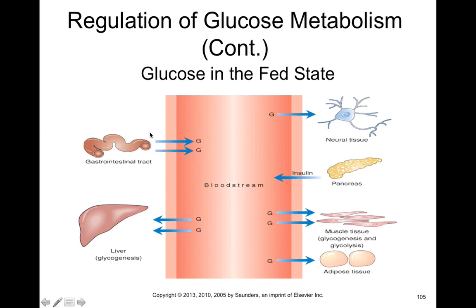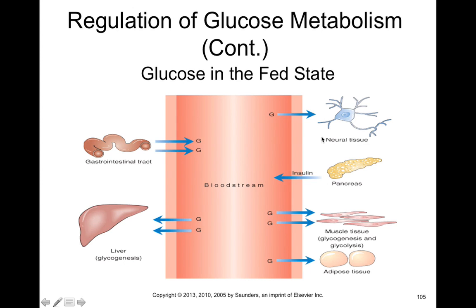Now, what we see here, you guys, is some of the activities during the fed state. Now, we call the fed state right after you eat a meal, right after you were fed. What's happening here? Well, you're absorbing a lot of glucose along the digestive tract. We can see that here, right? The big G here means glucose. That's getting absorbed into your bloodstream. But where does that go?